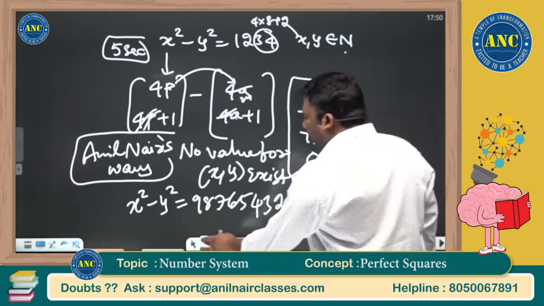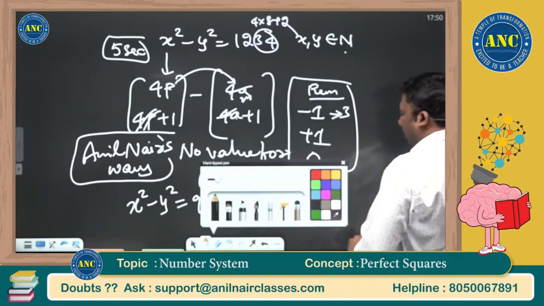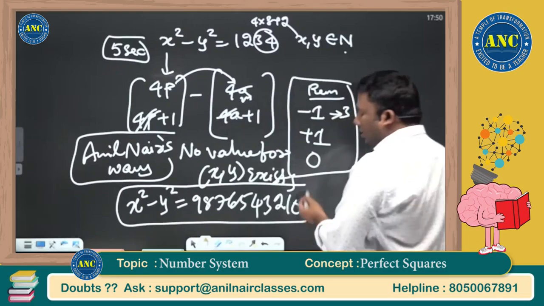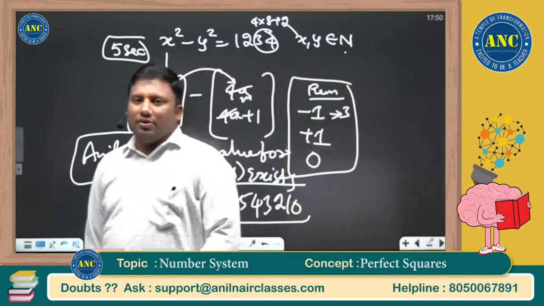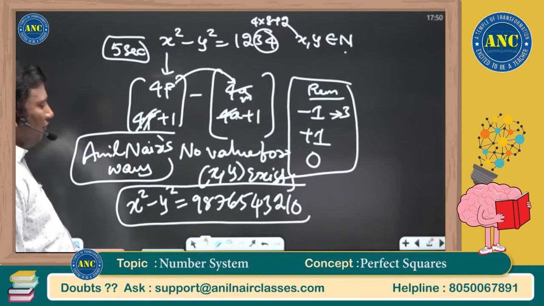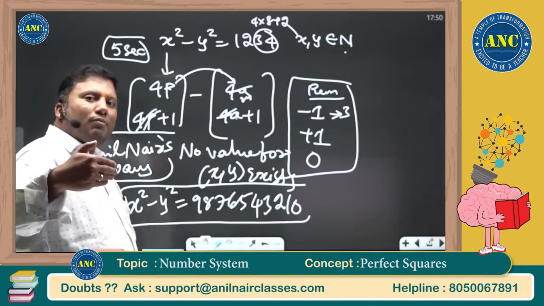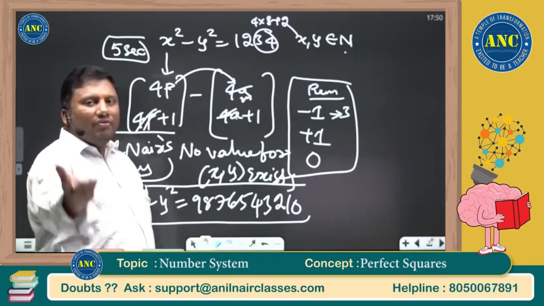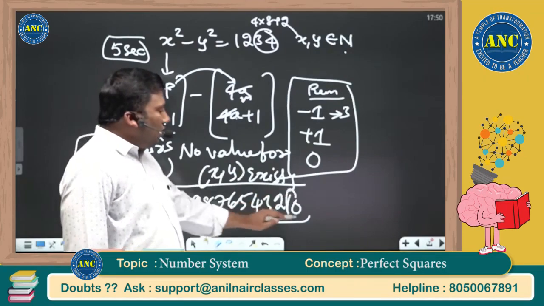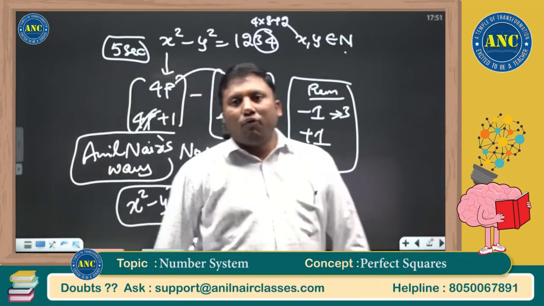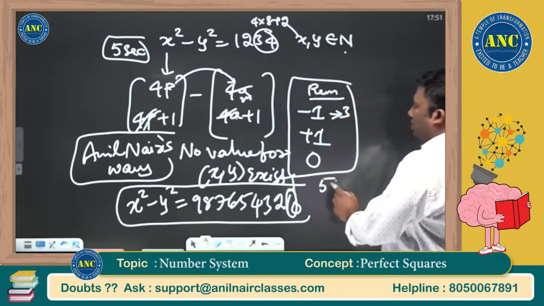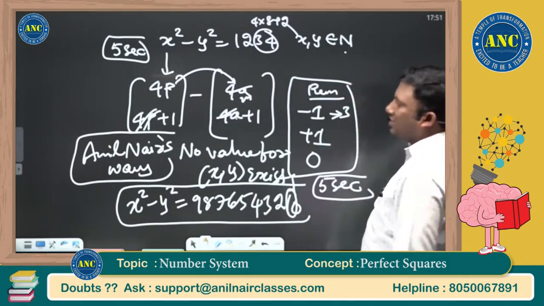9876543210. You will understand how I make a non-mathematics student get 99 plus percentile with a smarter way of solving the question. x square minus y square is equivalent to 9876543210. If you are taking more than 5 seconds to solve the problem, then you are probably not a student of Anil Nair. 3, 1 or 0. 10 is nothing but 4 into 2 plus 2. A remainder of 2 is not possible. Original CAT question solved in less than 5 seconds.